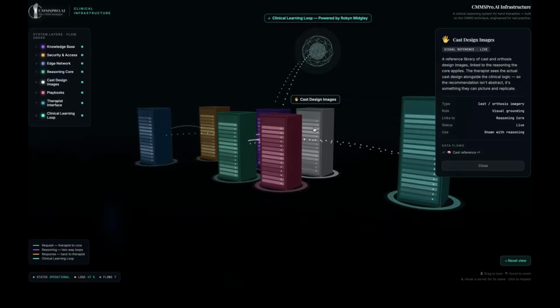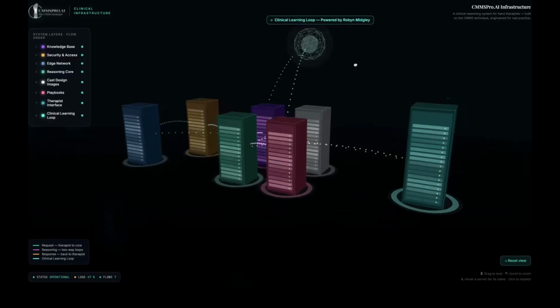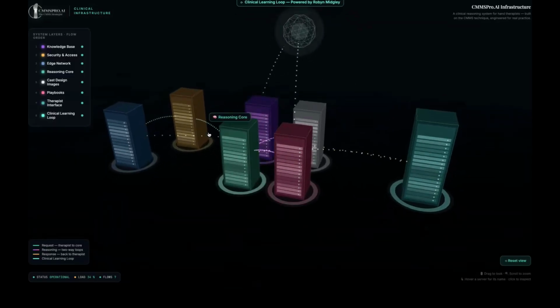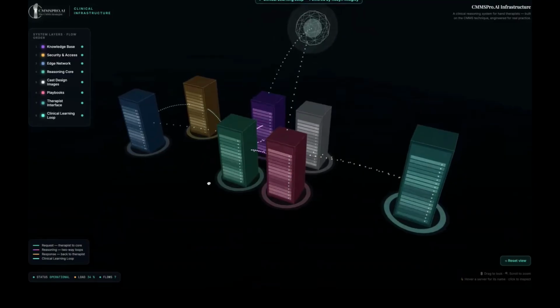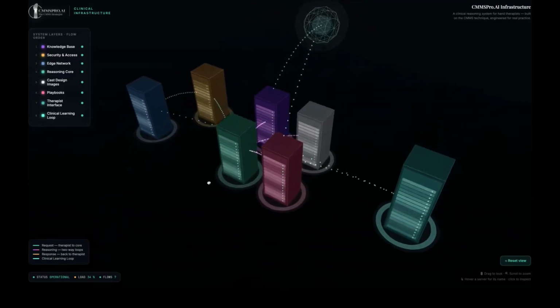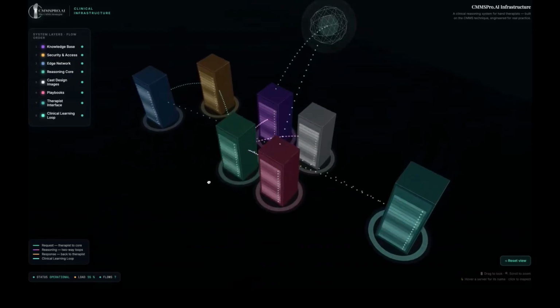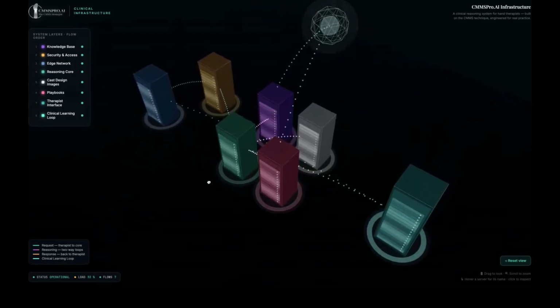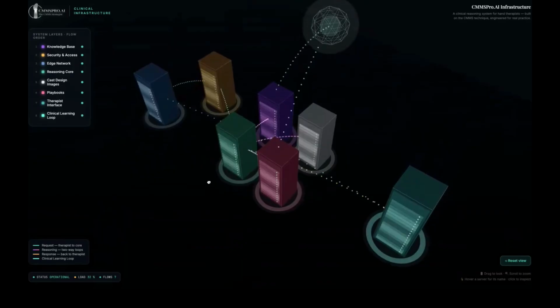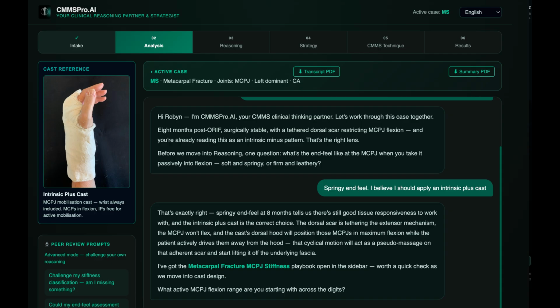So these are the actual pathway and learning loops. And it's shown by the paired streams that run in both directions. There's a question out and an answer back, and that back and forth is the system reasoning, and it's not just retrieving. Once the core has reasoned through the case, the response flows back to the therapist interface.